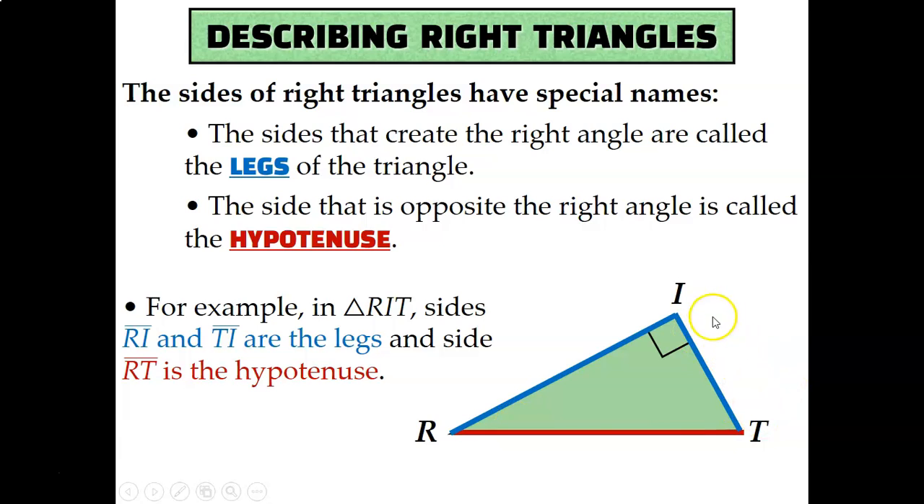You could say that side IT is opposite from angle R, and that sides RI and RT are adjacent to angle R, but no matter what you're talking about with this right triangle, this is the right angle, so these are the legs, and this is the hypotenuse.